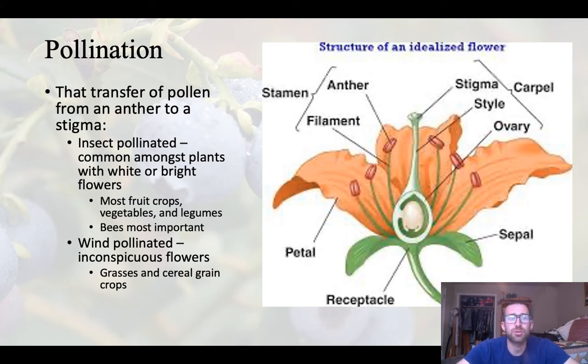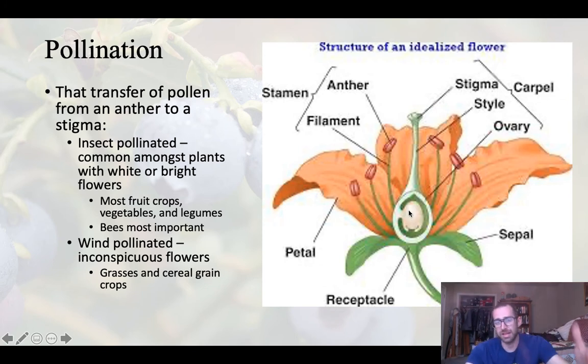Pollination is simply the transfer of pollen from the anther to the stigma. And remember that anther is a part of the stamen, the male reproductive part of the plant that consists of the filament, the stalk, and the anther, and the pollen is created in the anther. And the stigma here is part of the carpel or the pistil, and it is the spot that receives the pollen. And then there's a style that leads to the ovary, and within the ovary are ovules that are going to turn into seeds eventually.